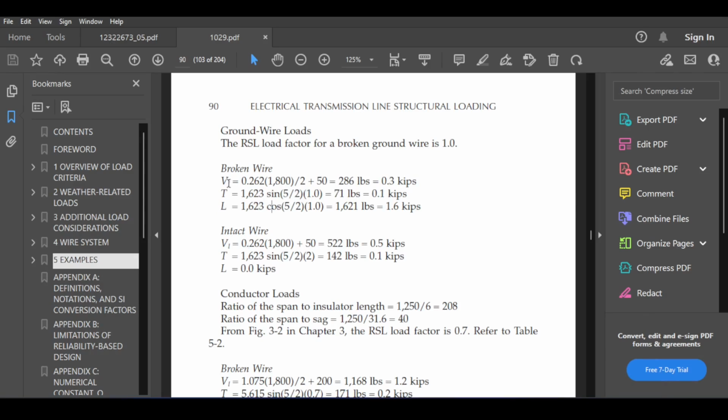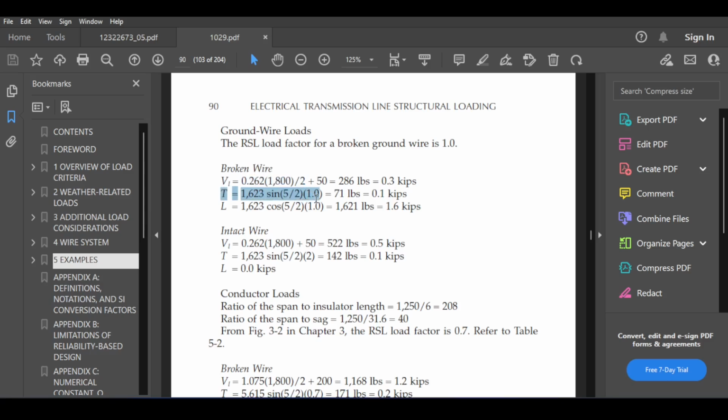So let me explain to you what those three letters are. The first one is V. V is the vertical load. It's the weight of the conductor, the weight of the cable. You can see that he multiplies 1,800 over 2 because one conductor has broken. So you can see half of the conductor vertical load because one of them has broken.